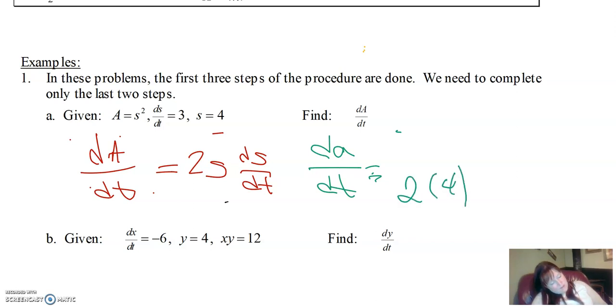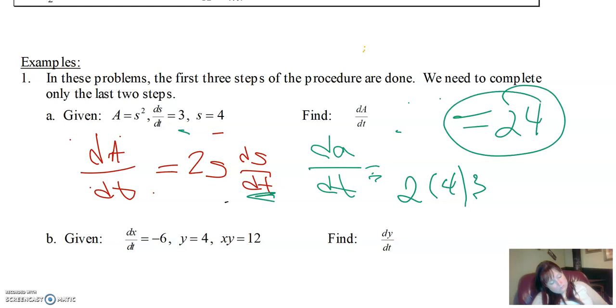2 times 4. And then we also know that ds dt equals 3, so it's times 3. So what is dA dt? It equals 2 times 4, which is 8, times 3, which equals 24. Okay, so that is one quick thing.